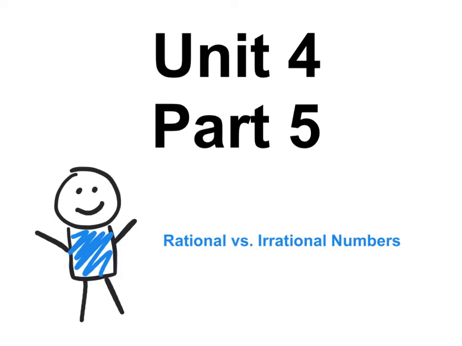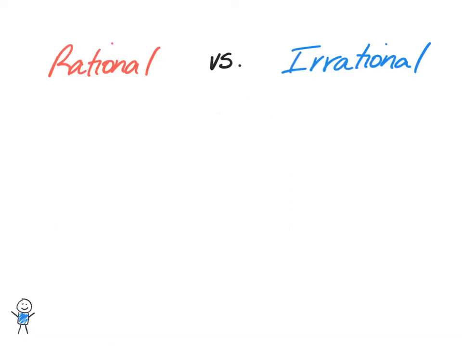My name is Mr. Bell and today we're going to talk about rational versus irrational numbers. Let's begin with rational numbers. The definition of a rational number is any number that can be written as a fraction that doesn't have zero in the denominator. Now, some examples of this are like the number 3/4. The number 5 is also a rational number because 5 can be written as 5/1.